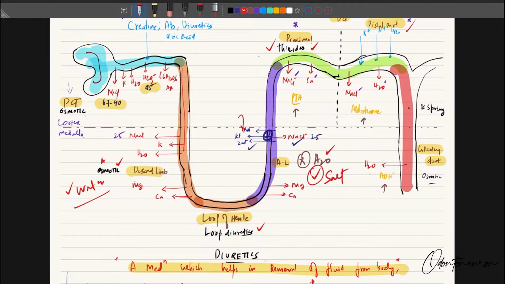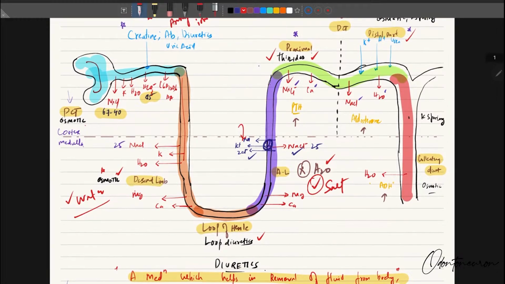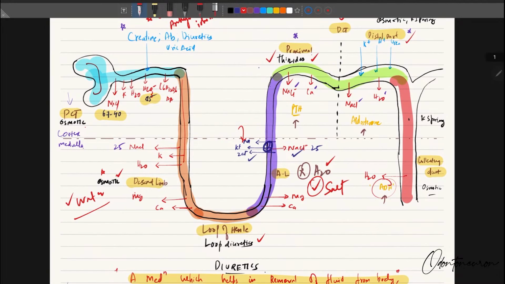Now we have to remember three hormones. One is PTH, which acts in the proximal part of the DCT. Another is aldosterone, which acts at the distal part of your DCT, and ADH, which acts in your collecting duct. There is another hormone also, ANP, which acts here in your glomerulus. Clear? So this is the discussion about the proximal and distal convoluted tubule, and this summarizes the big picture of your diuretics.